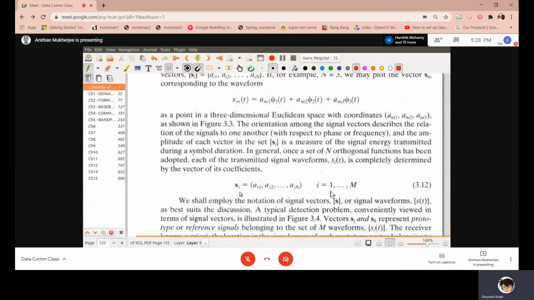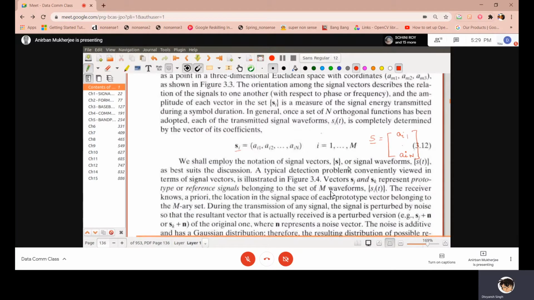Now I am defining this Si. So I told that I can represent this Si as a vector of Ai1, Ai2, Ain. Generally we represent that Si as a column vector Ai1 to Ain. Okay. Now generally here they do bold, but in your copy you cannot do bold and all these things. And generally these vectors Sj and Sk represent the prototype or reference signal belonging to the set of M waveforms, and the receiver knows a priori the location of the signal space of each prototype vector belonging to the M-ary set.